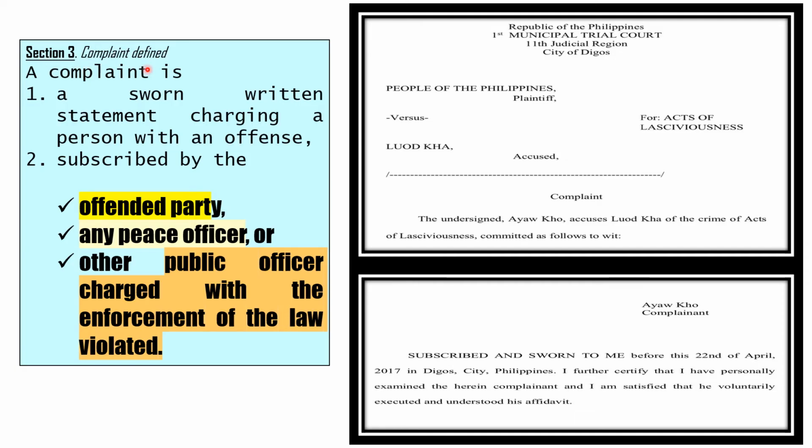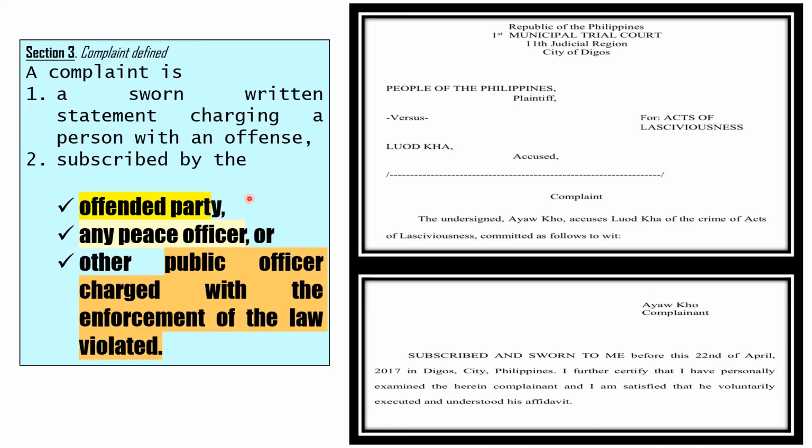Let's go to Section 3, the definition of your complaint. A complaint is a sworn written statement charging a person with an offense. So here is our example of our complaint. Again, take note of the caption, the general requirements, the plaintiff, the accused, and number 1, again, the definition is you are charging a person, Mr. Lodka, in this sample, of the crime of acts of lasciviousness. Number 2, the complaint must be subscribed by the offended party. In our example, this is Miss Ayaw Ko.